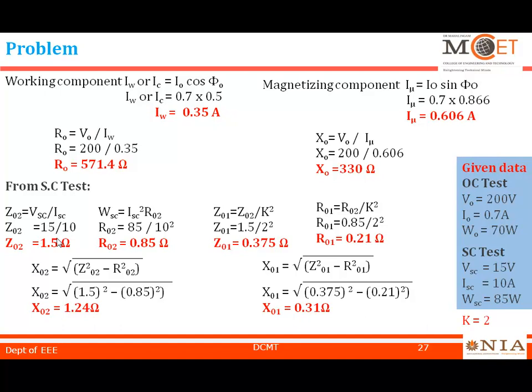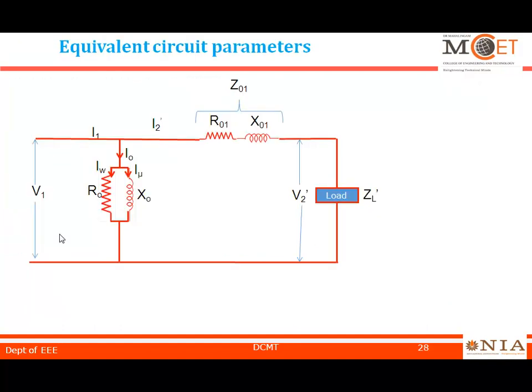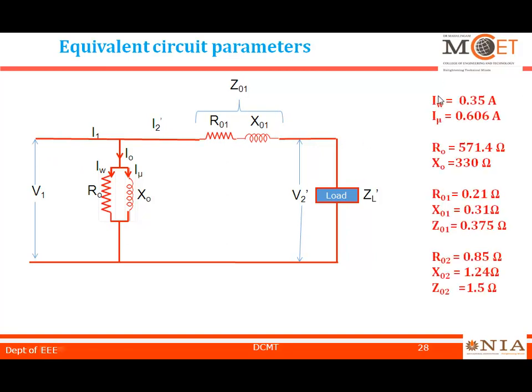So these are the parameters. Now substitute these values in the equivalent circuit. This is the equivalent circuit. The equivalent circuit parameters are R01, X01, R0, X0, I mu, IW. These are the no load parameters. These are your primary parameters. So these are the parameters we have found: IW, I mu, R0, X0, R01, X01, Z01, R02, X02, Z02. These are the values we have found from the calculation. Now substitute these values in these parameters.